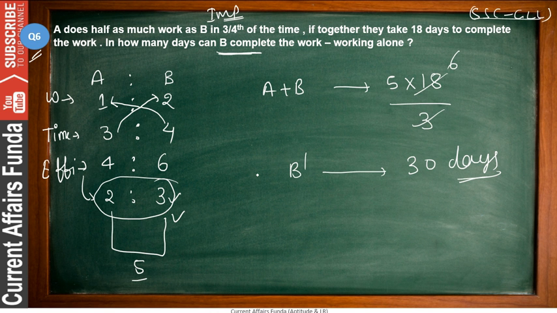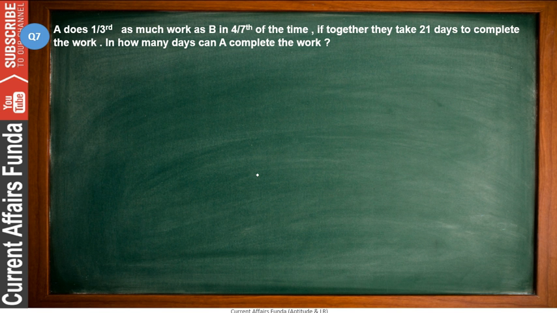Now friends, let's move to the next problem, that is problem number 7 here. Okay, so A does 1/3 as much work as B in 4/7 of the time. This is just a problem similar to the previous one. So suppose there are two entities A and B, and they are doing 1/3 of the work. That means B is doing 3 work and A is doing 1 work. Okay, so the ratio of A to B is 1:3.